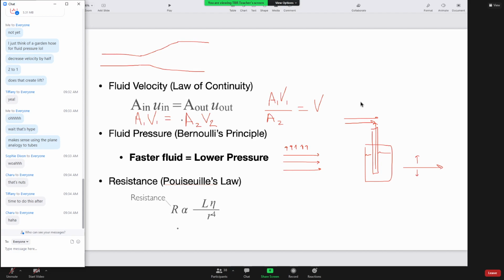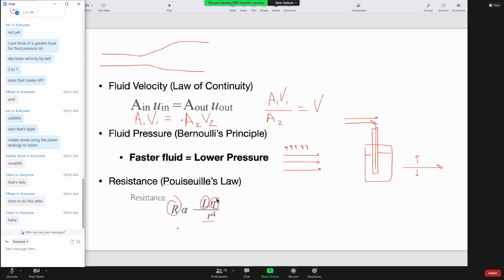And then the last is resistance. I think the resistance is what relates to your question about different radii on different wires. We have this guy right here. This big R is resistance. This is the radius of our tube, the length of the tube, and the viscosity of our fluid.